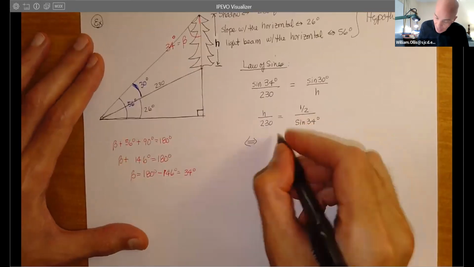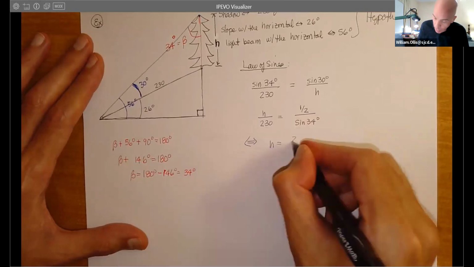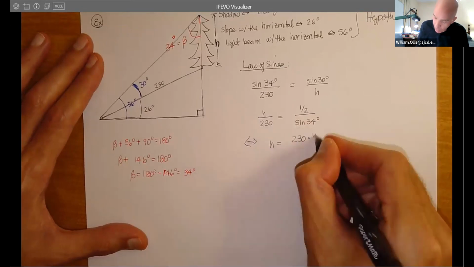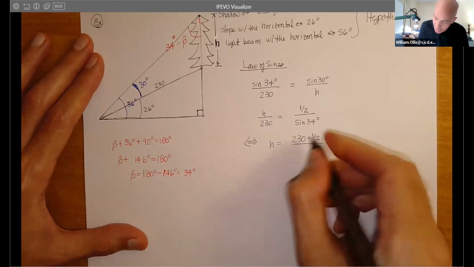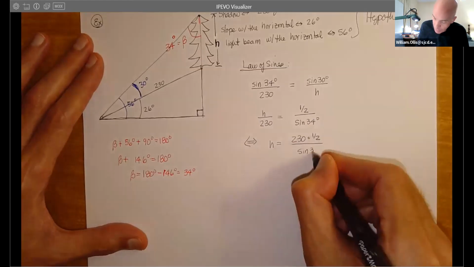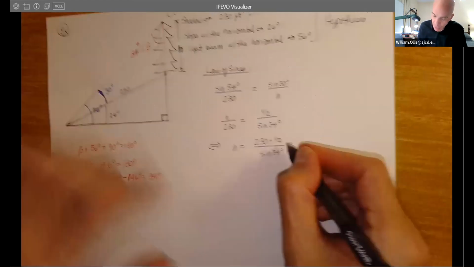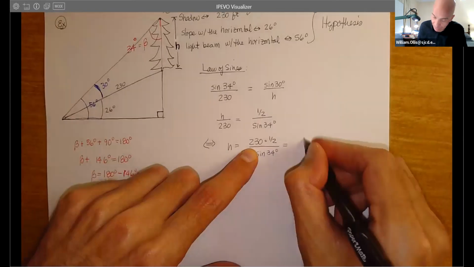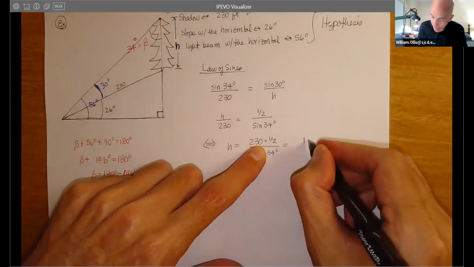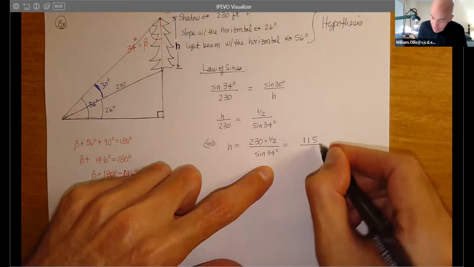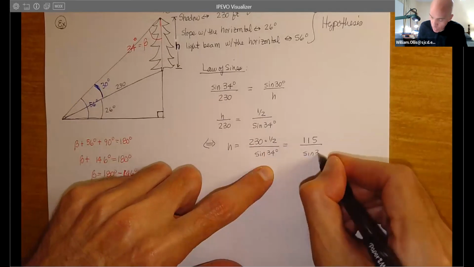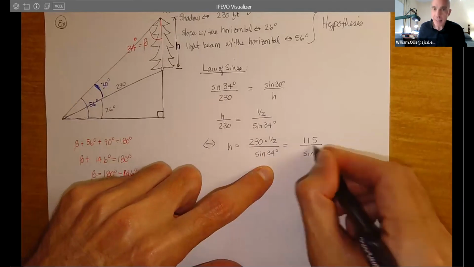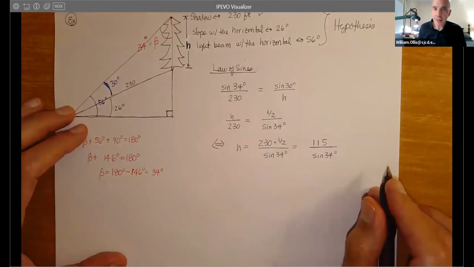And then lastly, h will just be 230 times 1/2 divided by sine of 34 degrees. But that's easy to compute. So that's going to be 115 divided by sine of 34 degrees. So we've reduced this problem to a triviality with the law of sines.